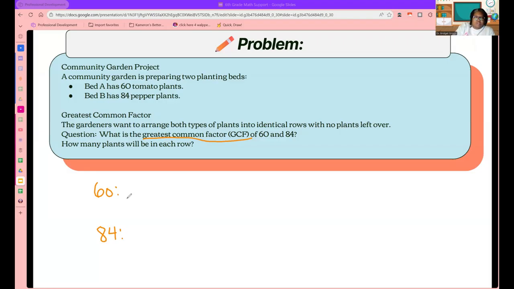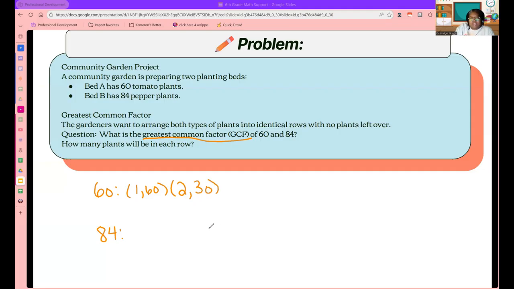So for example, I know for sure that 1 and 60 are going to be factors because it's always going to be that number times 1. That's always going to be a factor pair inside of every single number. So now let's think about 2. Well, 2 can also go into 60. It can go in there 30 times.